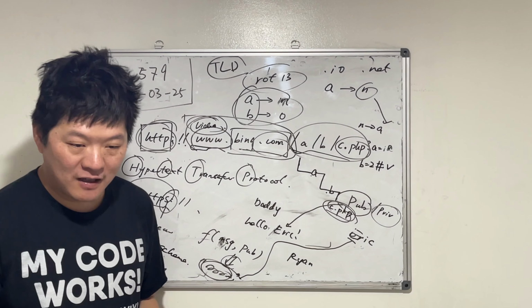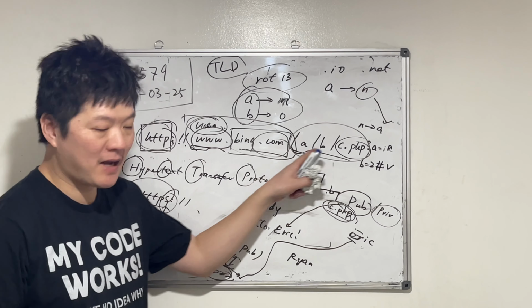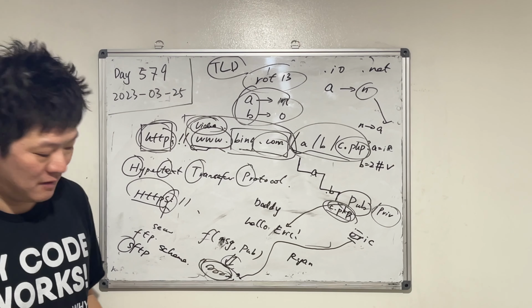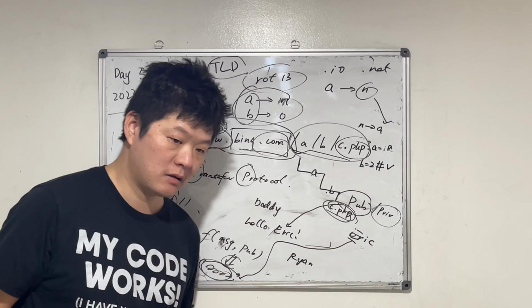Okay, any questions so far? But that's just one path. One path, yes. It could be any path, right? Yeah, but you can find it because there's only one path.